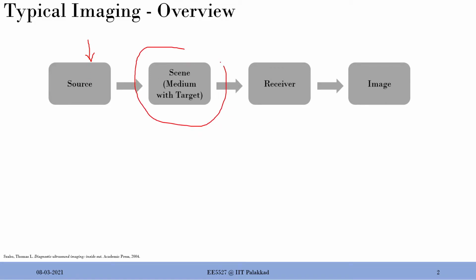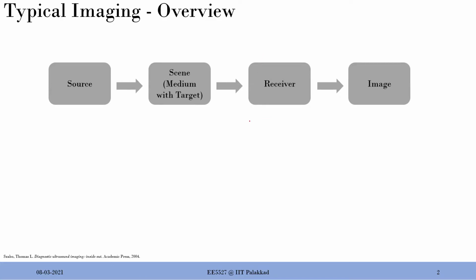So you have the target scene or medium or space that you want to image. You create a disturbance in it using a source, and the disturbance will propagate through the medium, and whenever there is a characteristic impedance change, it will get reflected or scattered back to the source. So we need a receiver to receive those echoes, or to receive the transmitted waveforms, whichever way you want to treat it. We'll discuss that in more detail here.